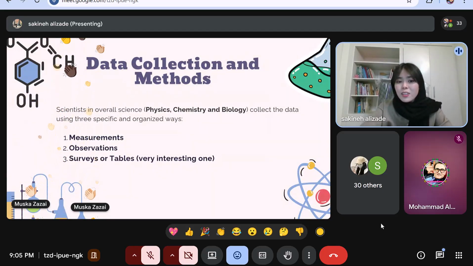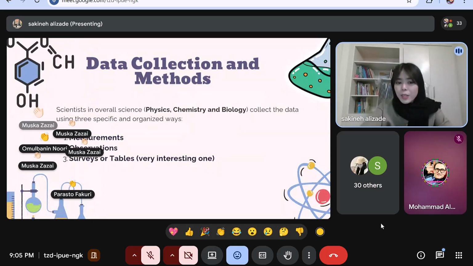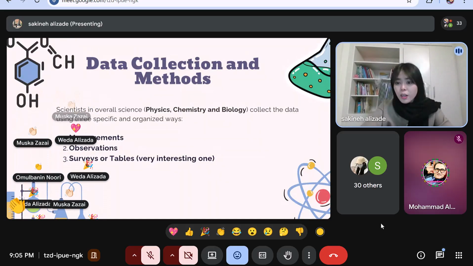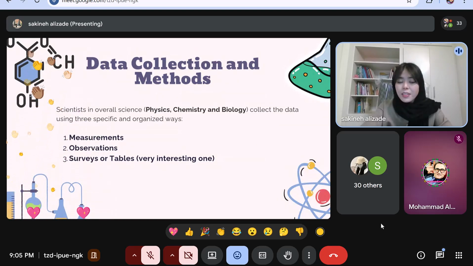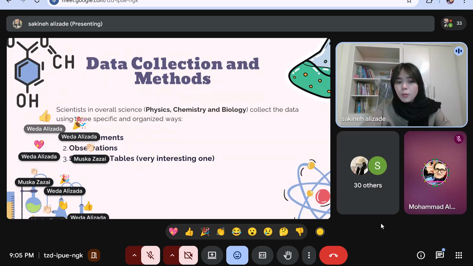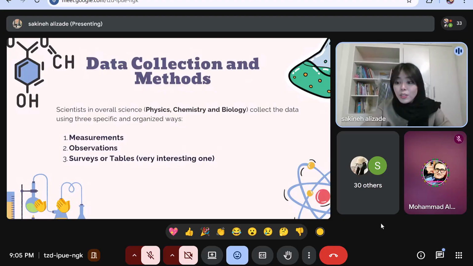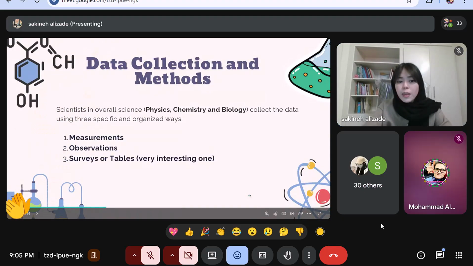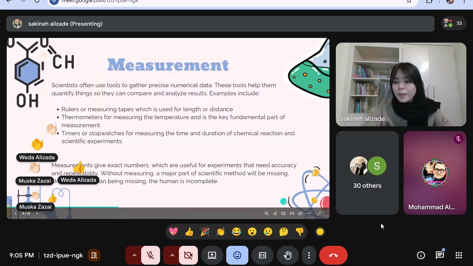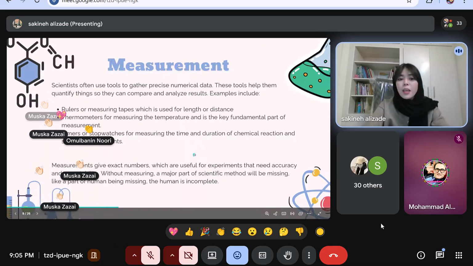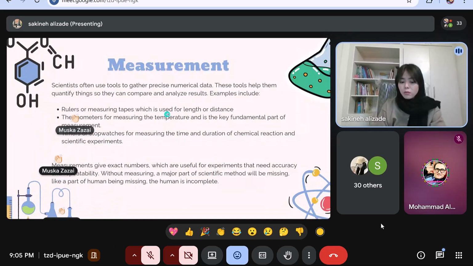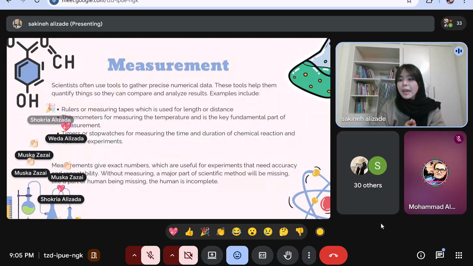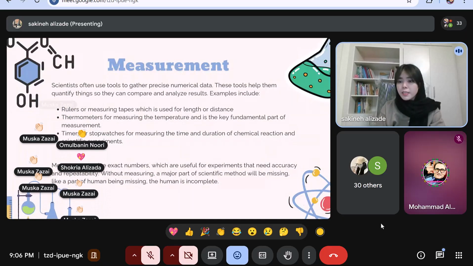So either in science, in physics, chemistry, or biology, we have three specific and organized ways for collecting data. They are number one, measurements, number two, observation, and the most interesting one, surveys and tables. So we're going to start with measurements. Measurements is not just about gathering numbers. It's about gathering precise and repeatable numerical data.